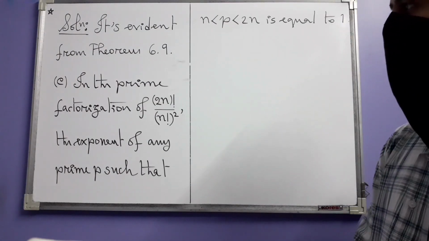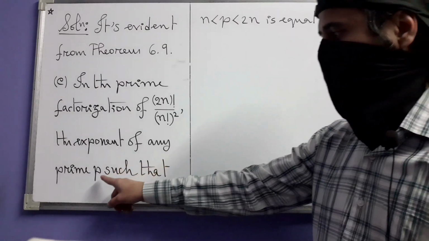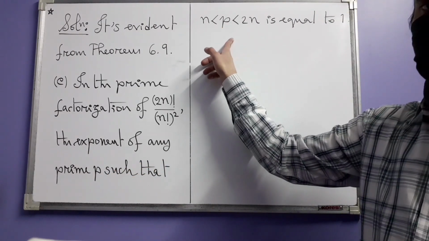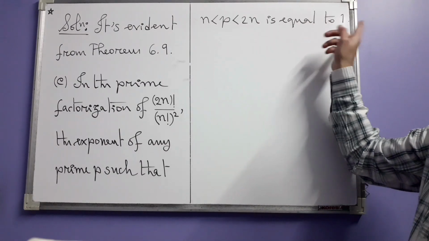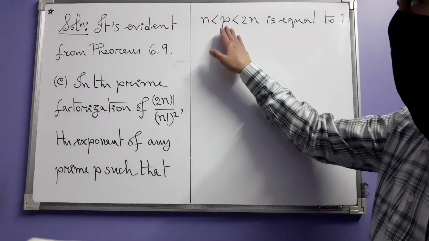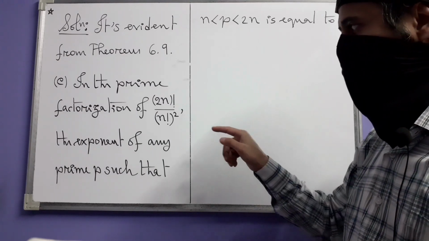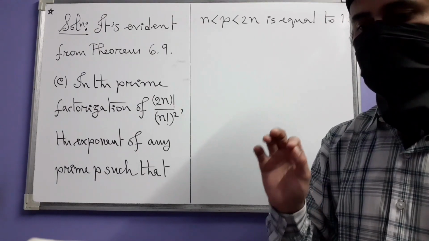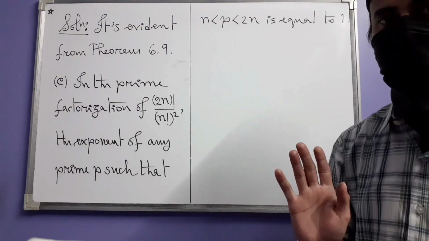Part C next. In the prime factorization of that same number, the exponent of any prime p such that p lies between n and 2n in this manner, n is less than p and p is less than 2n, is equal to 1. Which means that if you find a prime p satisfying these inequalities, then that prime will appear in the prime factorization of this number as just itself, as p, no p squared, no p cube, just p.